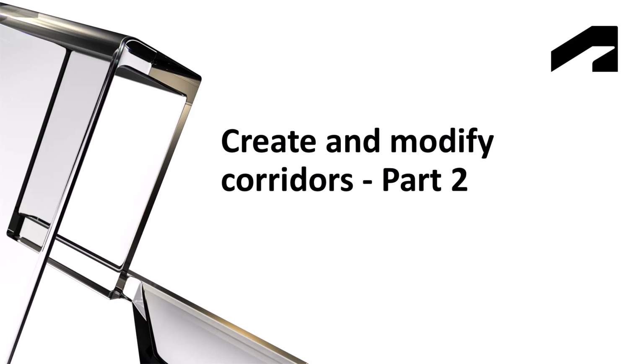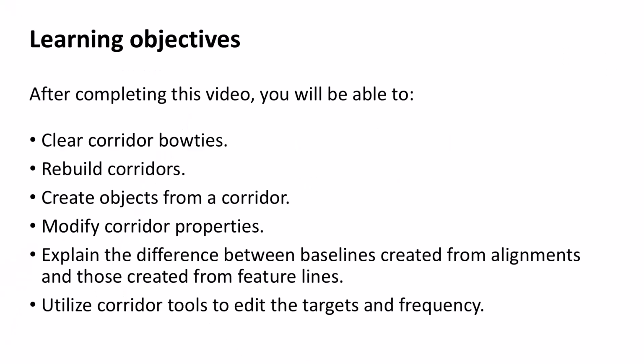Create and modify corridors, Part 2. After completing this video, you will be able to clear corridor bow ties, rebuild corridors, create objects from corridors, modify corridor properties, explain the difference between baselines created from alignments and those created from feature lines, and utilize corridor tools to edit the targets and frequency.